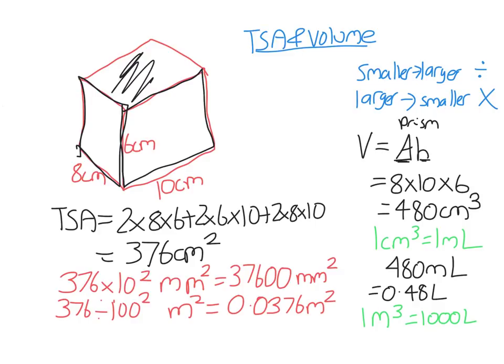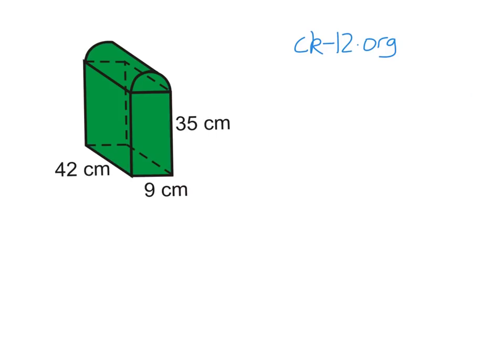The next thing I'm going to do, I just need to go through some composite prisms. I want to go through an example of that. Okay, so I have here a composite prism that I got from ck12.org. I can't draw my own composite prisms. I was trying for too long and they just look shocking. So let's look at the surface area and volume of this shape here.